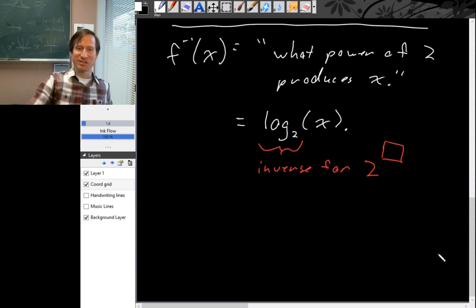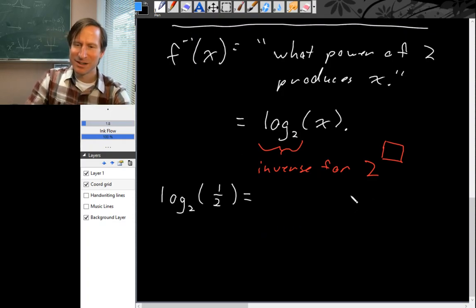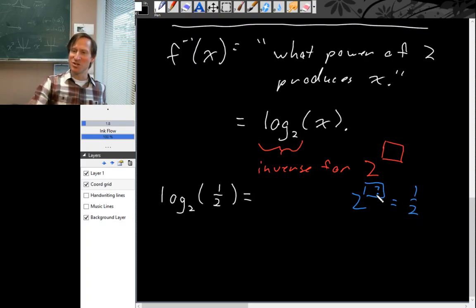Just to make sure we understand what log base 2 is doing, let's evaluate it for a couple other inputs. So how about log base 2 of 1/2? This is the answer to the question, what power of 2 would produce a half? So what exponent would you have to put on 2 to get a half? Well, that would be -1.